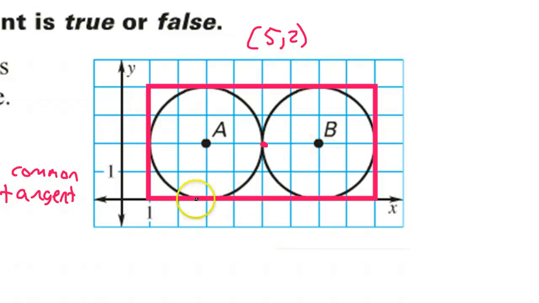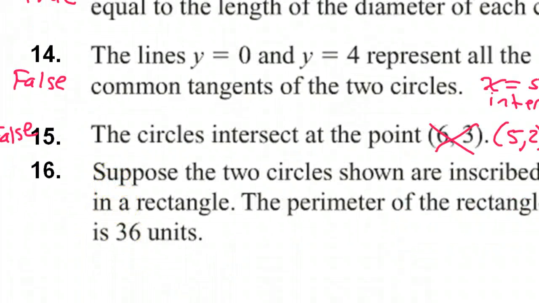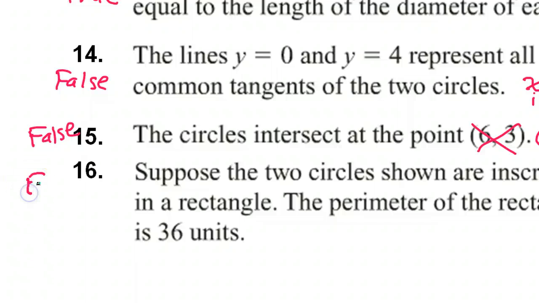Now, the long side, the length of the rectangle, is 1, 2, 3, 4, 5, 6, 7, 8. Alright, which means this is 8 up here as well. Now, as we've discussed before, the width or height, whichever one you want to call it, is 4. So 8 plus 8 is 16, and then plus another 8 is 24. Alright, so the perimeter of this rectangle is 24. So that makes this false because they said 36. So this is false. It's 24 units.